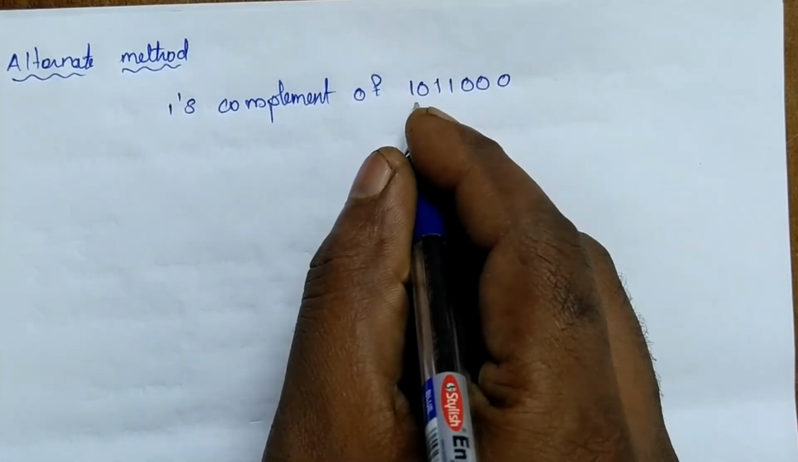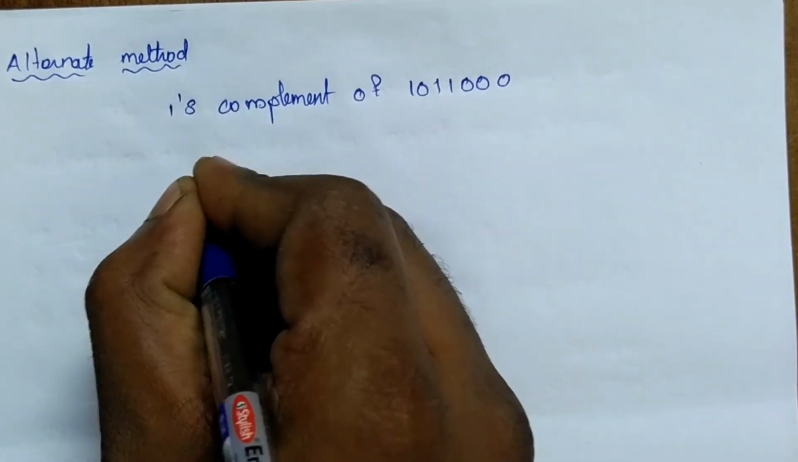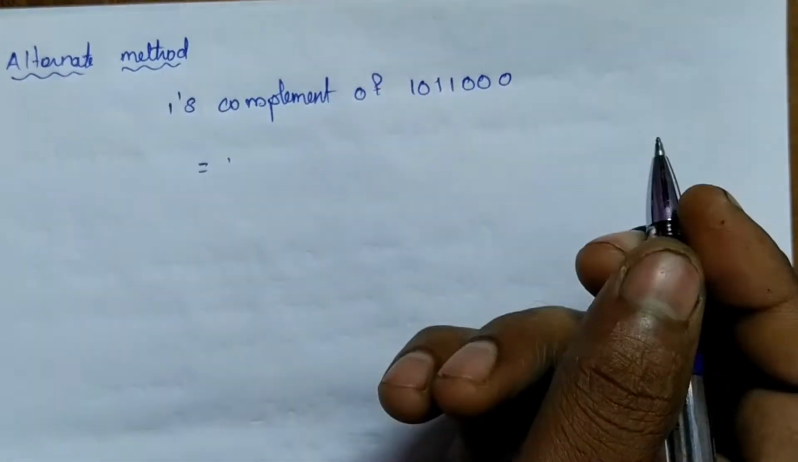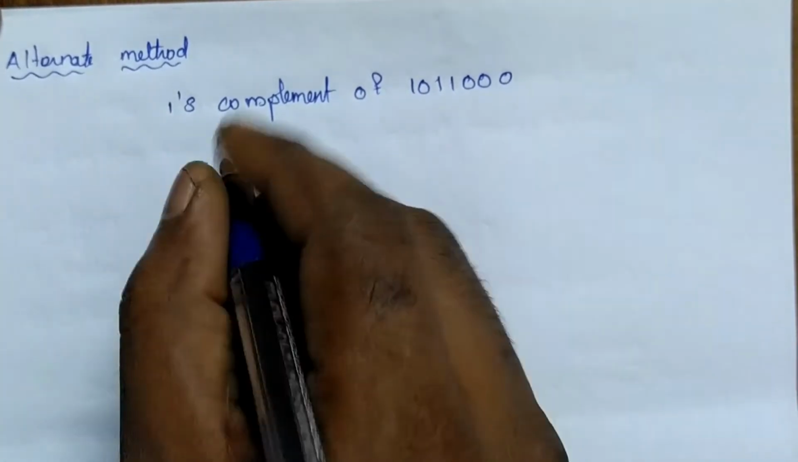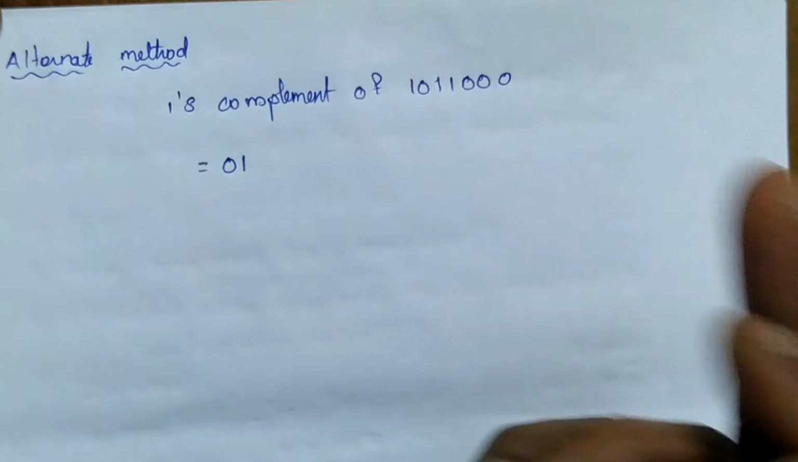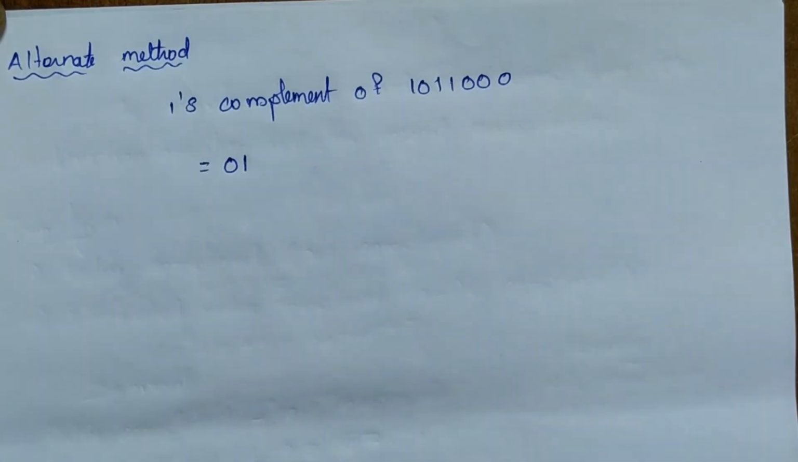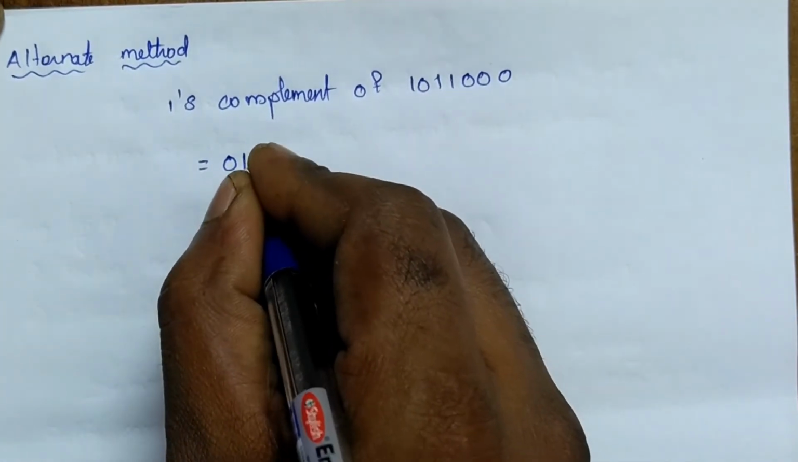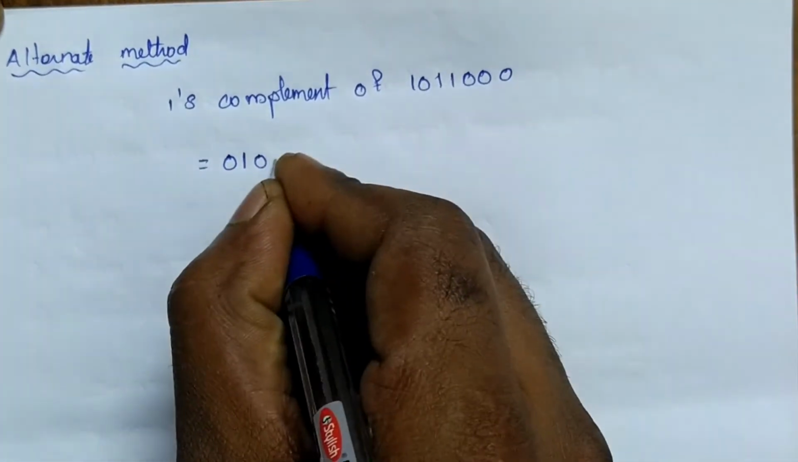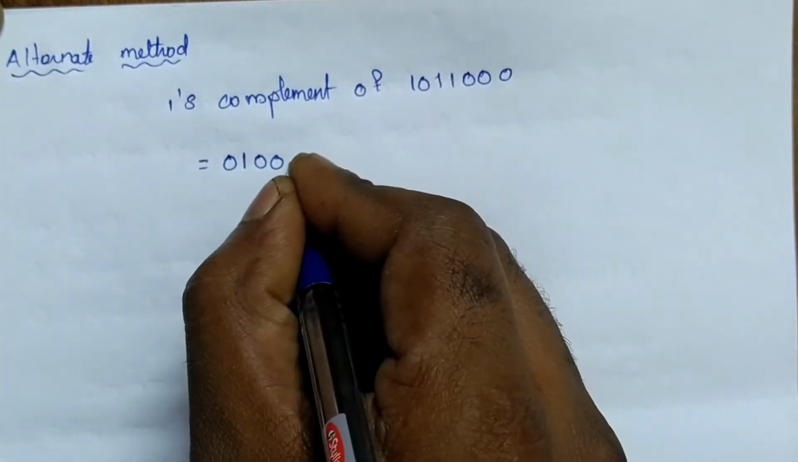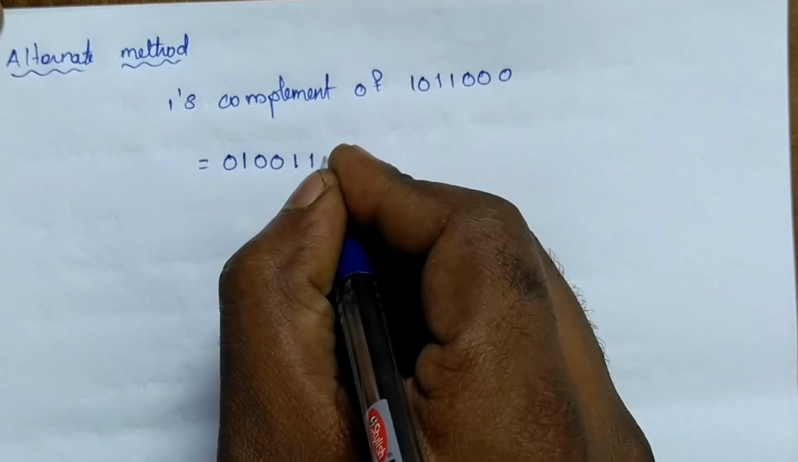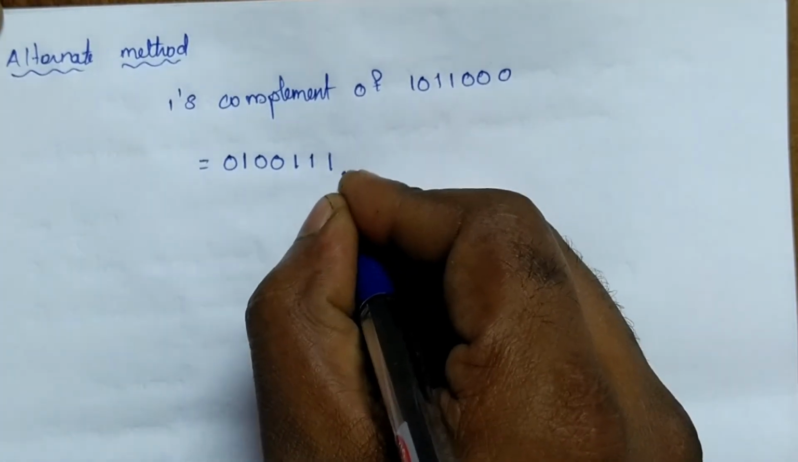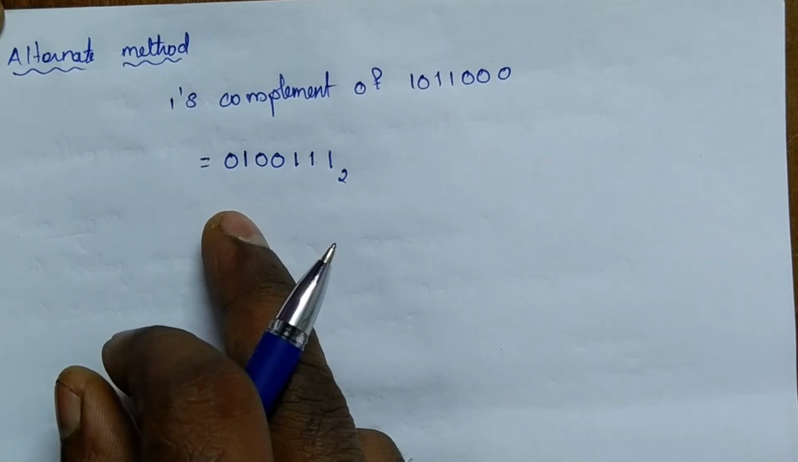Here I am having the first digit as 1, therefore that 1 should be complemented to 0. Next digit I am having the value as 0, therefore its complement is 1. That means 1's complement is 0, 0's complement is 1. Therefore here I am having 1, its complement 0. Here also 1, its complement 0. Again I am having 0, therefore its complement 1. Again 0, its complement 1. Again 0, its complement 1. So this is the complement of the given number.